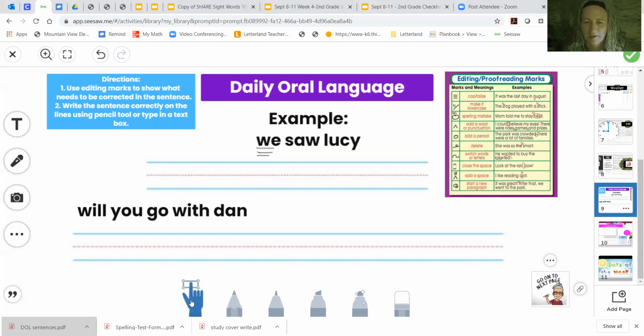What's another thing we need to do in this sentence? We need to have some form of punctuation at the end. So we saw Lucy. That just needs a period at the end. So I'll come over here at the editing marks, and right here, add a period means there's a little dot put right here at the end, and it's circled.